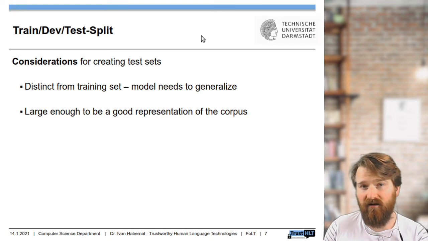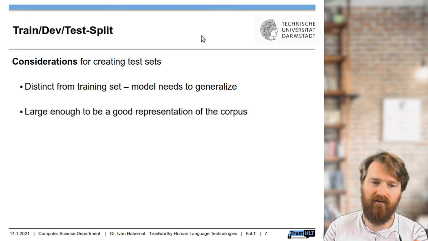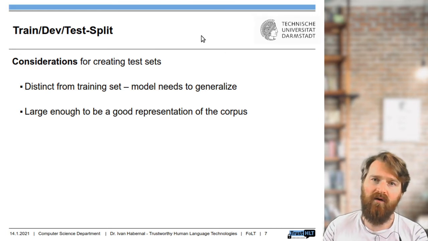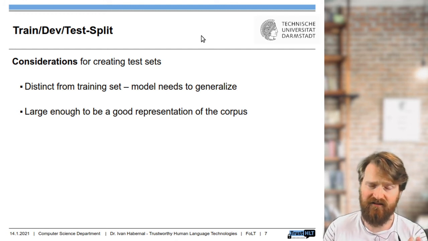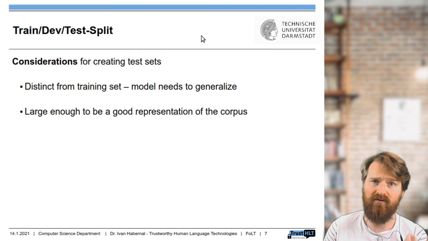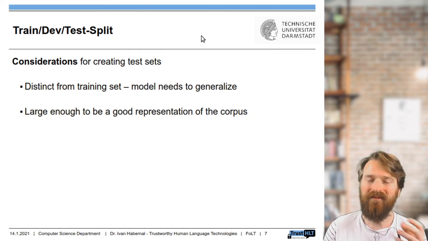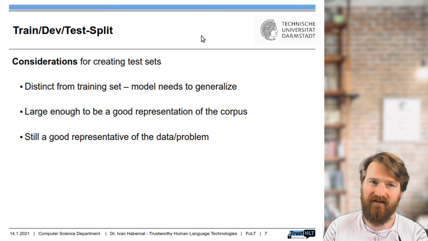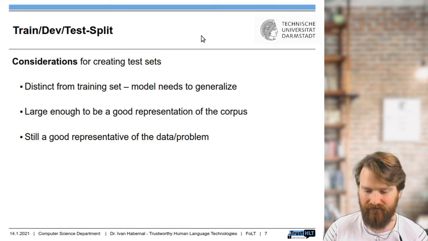It should be large enough because you want to have a good estimate of the errors you're making. If you test only on a few instances, you never know how much chance there is. So statistical significance also plays a role, and you want to make sure that your test set is large enough to draw meaningful conclusions. And at the same time, you don't want your test set to be very different from the training set. So the domains should be somehow related.